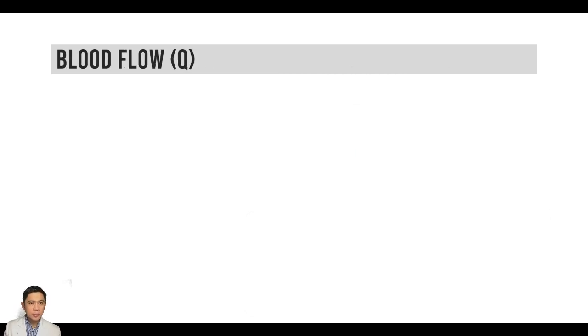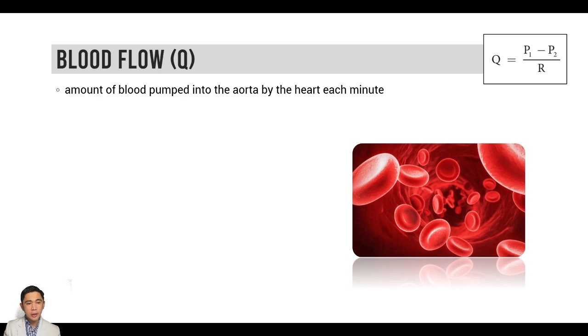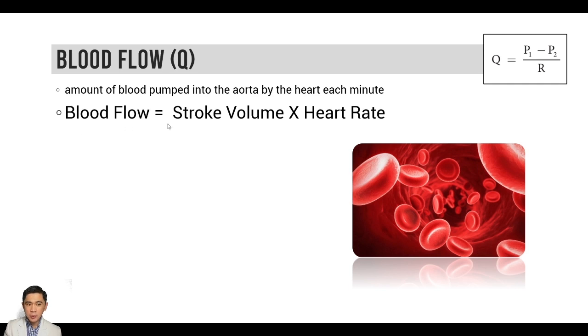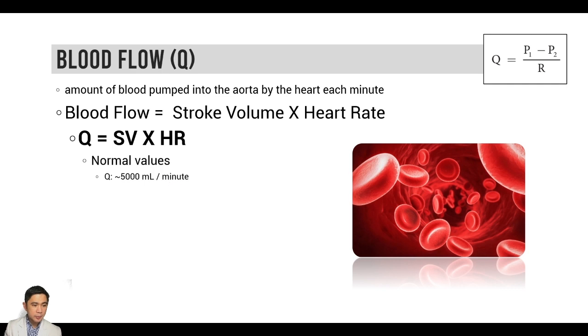Let's talk first about Q, or the blood flow. Again, I'll put the equation right here. So the blood flow is the amount of blood pumped into the aorta by the heart each minute. Therefore, blood flow will be equal to stroke volume times the heart rate. So normal values: blood flow is around 5 liters per minute. Stroke volume is around 60 to 120 milliliters per beat. Heart rate is around 60 to 100 beats per minute.